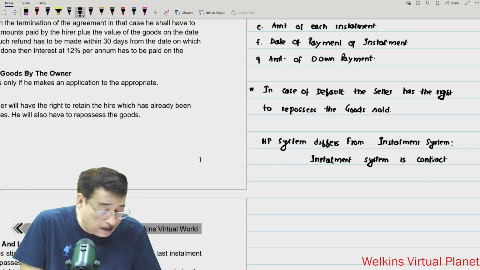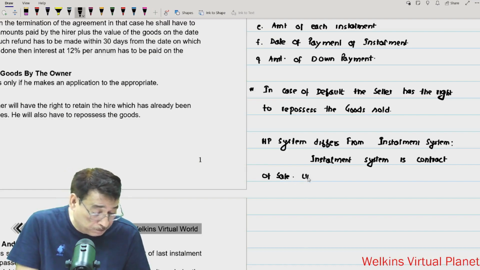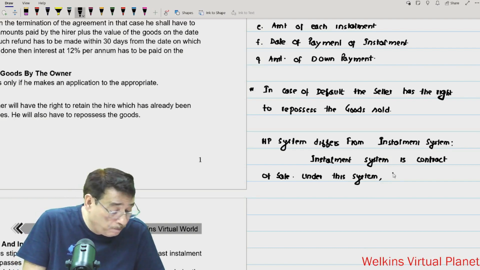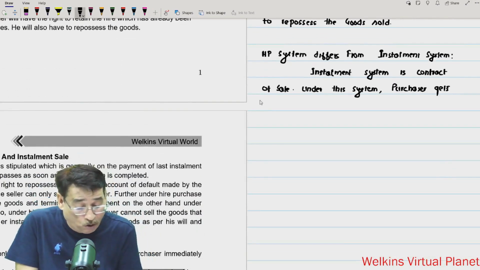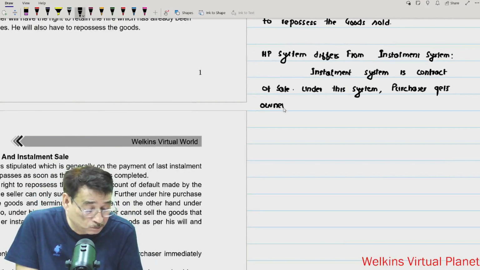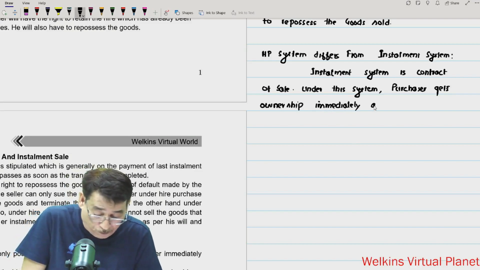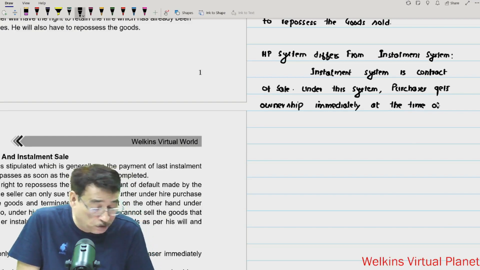What we mean by contract of sale, I will explain to you also. Contract of sale. Under this system, under installment system, it means, under this system, the purchaser gets ownership immediately at the time of possession of goods. At the time of possession of goods.